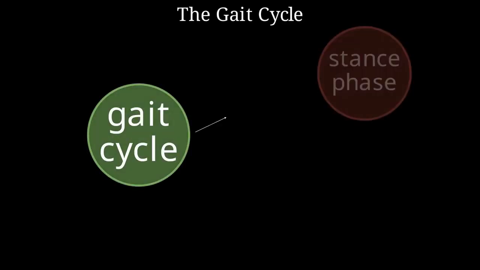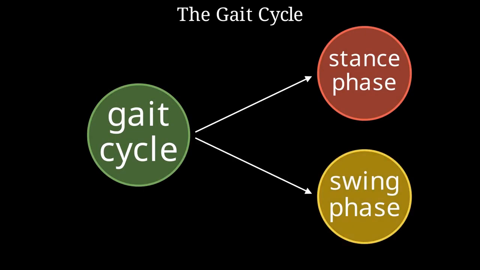The gait cycle is the sequence of activities between two consecutive initial contacts of the same foot. It consists of two main phases: the stance phase, when the foot is in contact with the ground, and the swing phase, when the foot is not in contact with the ground. In normal walking, the stance phase makes up 60% of the cycle, and the swing phase 40%.